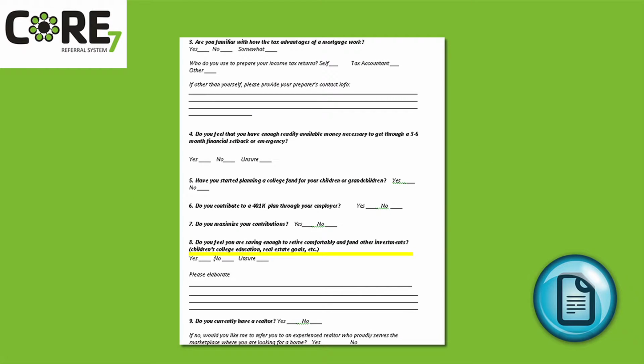Question number 8. Do you feel you are saving enough to retire comfortably and fund other investments? For example, children's college education, real estate, etc. This question reiterates what was discussed earlier and gives you the opportunity to make introductions to your Core 7 team of advisors or to demonstrate your expertise.